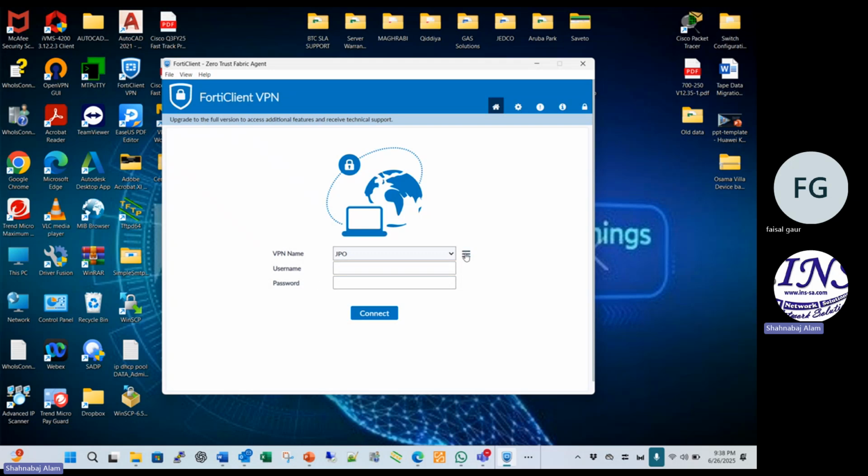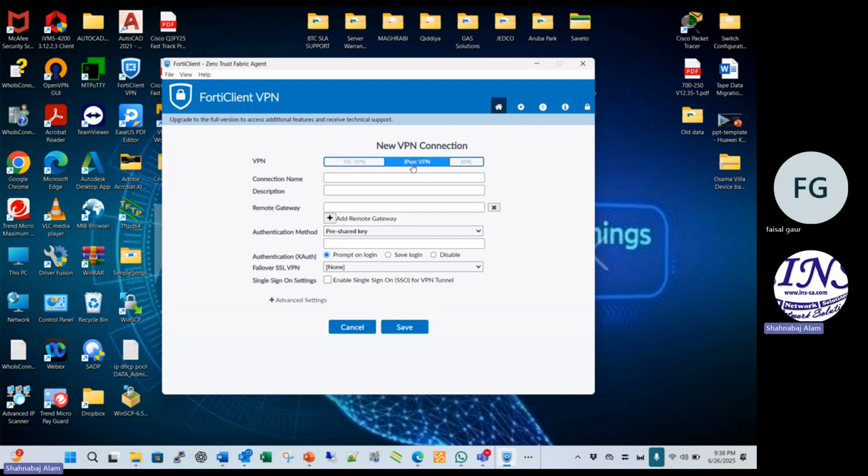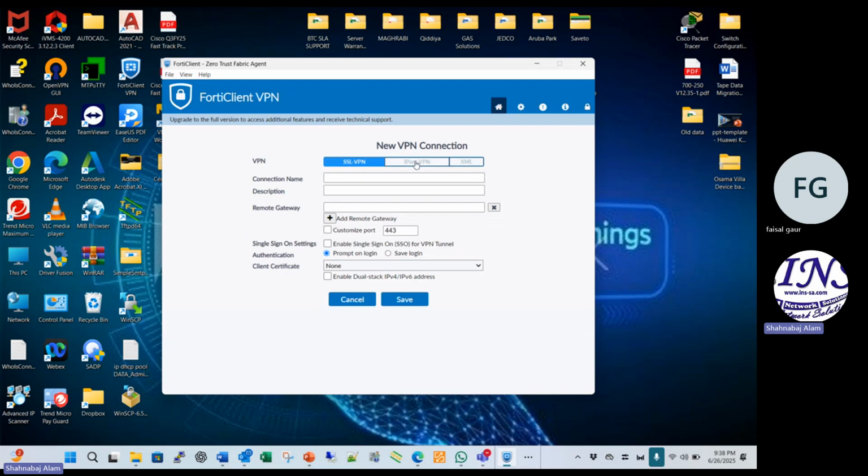We also configure here. If you want to add a new FortiNet server, you can click here and add. There are two: one is the SSL VPN, one is the IPsec VPN. SSL is Secure Sockets Layer, and VPN full form is virtual private network. IPsec is Internet Protocol Security. But SSL is more secure compared to IPsec.